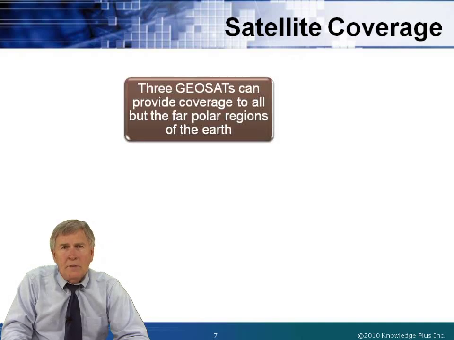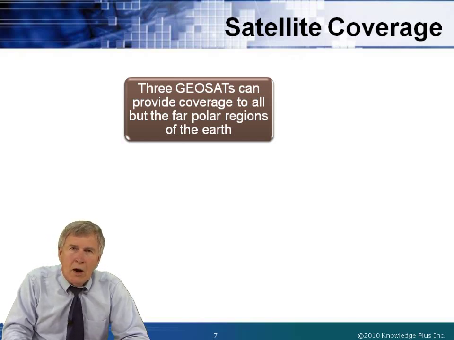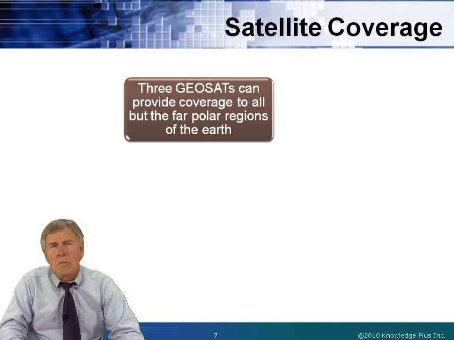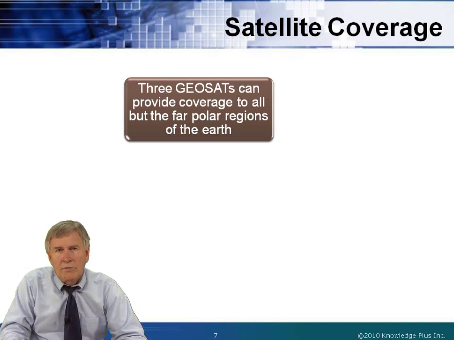So, what kind of coverage do we get? Obviously, with everything but geostationary Earth orbit, we have possibilities of all different types of coverage. However, for communications, what we like is a large area of coverage. So with 3 geostationary satellites, we can cover all but the polar regions of the Earth.